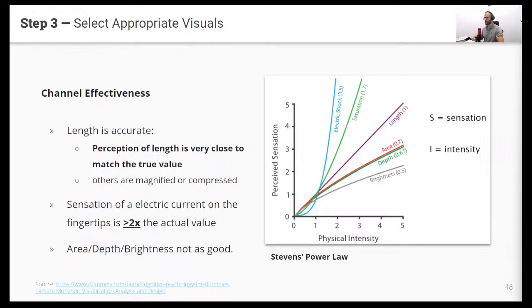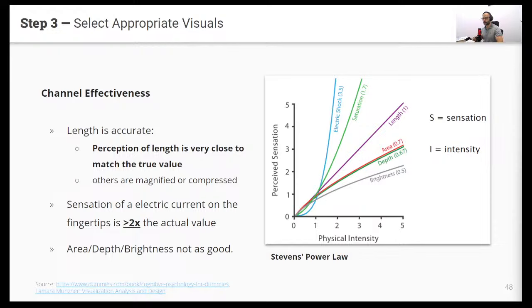For example, Stevens' power law states that the relationship between perceived intensity of a stimulus and its physical magnitude is above 2 times the actual value. And what does this mean? Well, if we look at, for example, the electric shock, the blue line we see here, it was perceived 2.5 times more than what the actual value was when the patients were shocked with a small electrical shock on their fingers.